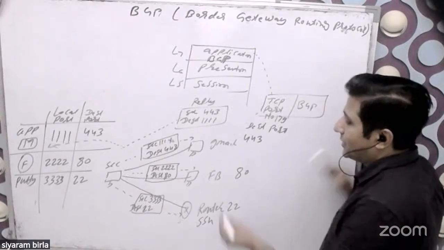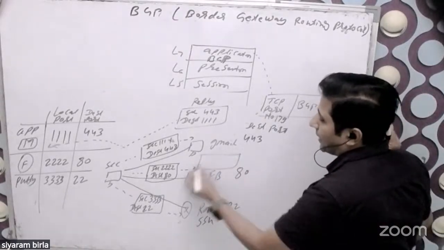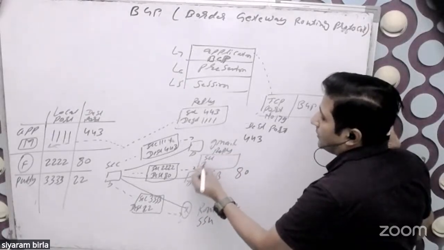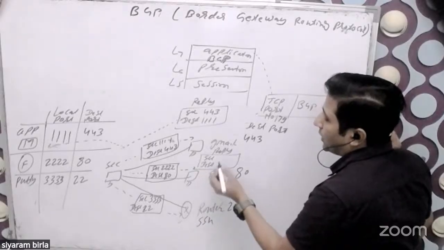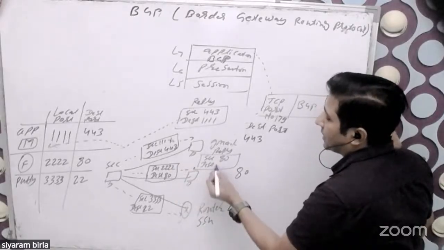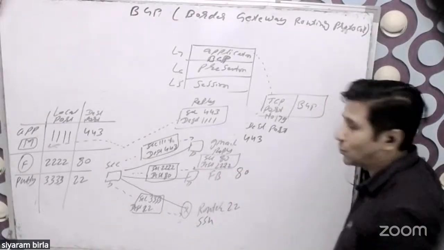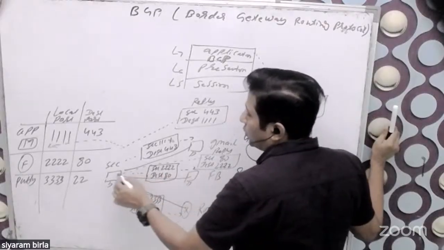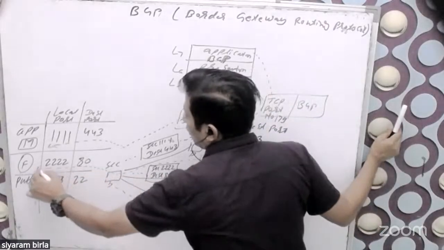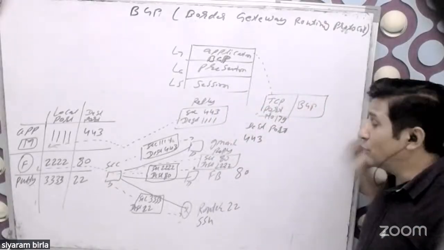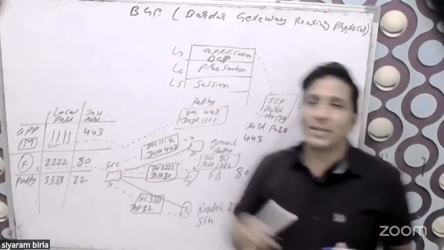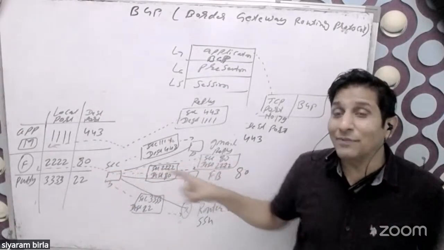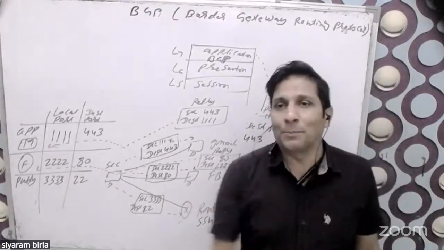After that, Facebook also generates a reply packet with source port and destination port reversed. The source port is 80 and the destination port is 222, so that packet is sent to Facebook's session only. So why do we use the port number? To identify the application. Without identifying the application, why would we need the port number? To identify the application.